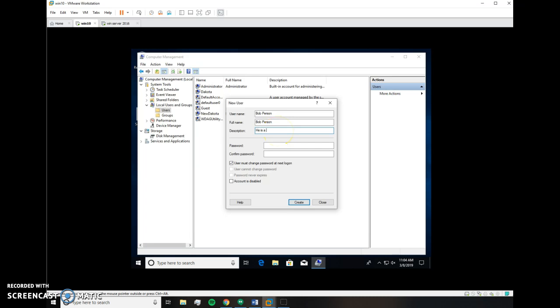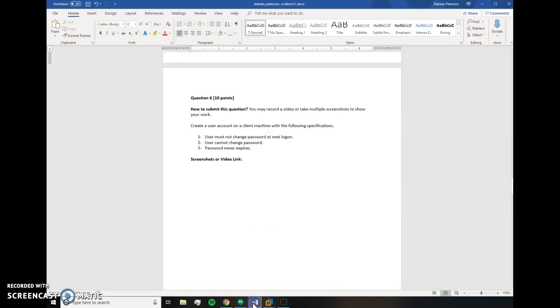He is a person. Okay, so we do not want this user to change password at next login. User cannot change their password, and the password never expires. Let me double check. Yeah, password never expires. User cannot change password. User must not change password at next login.